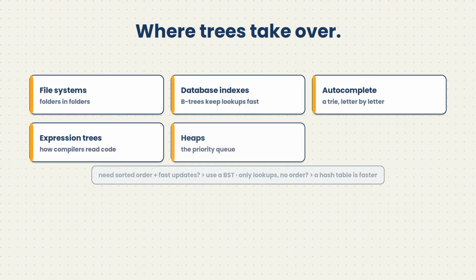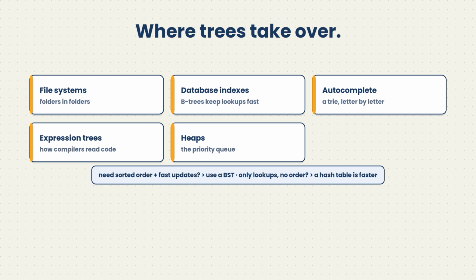Where do trees show up? Almost anywhere hierarchy or ordering matters. Your file system is a tree of folders. Databases keep their indexes as trees, so lookups stay fast. Autocomplete often runs on a special kind of tree called a trie. The heap behind a priority queue is a tree. A compiler even parses your code into a tree.